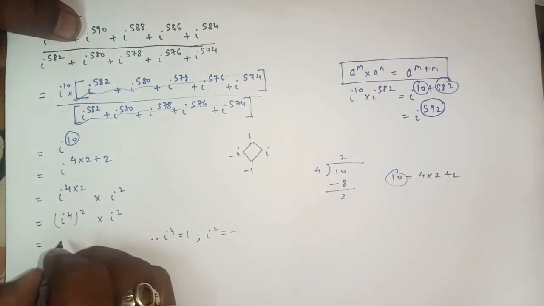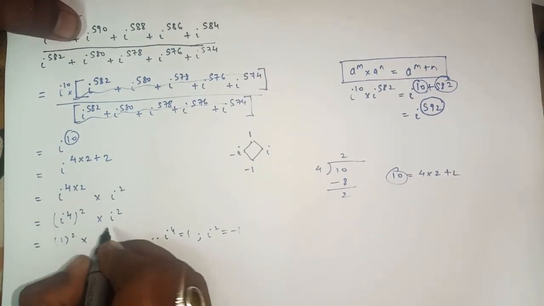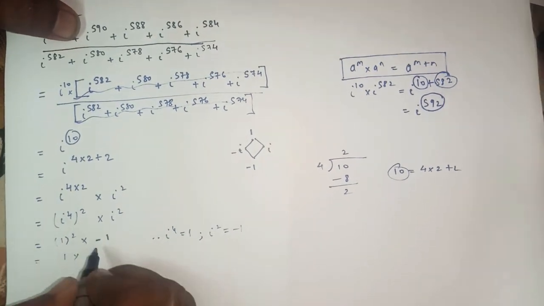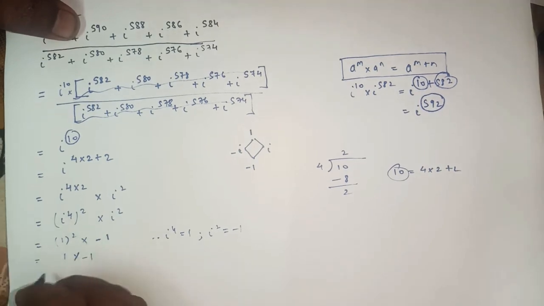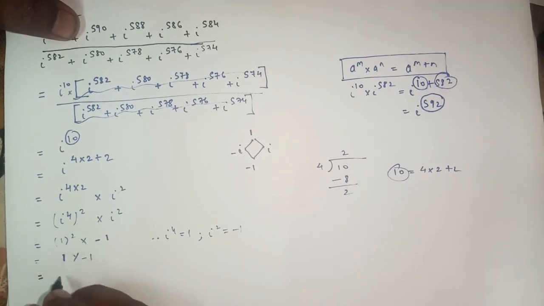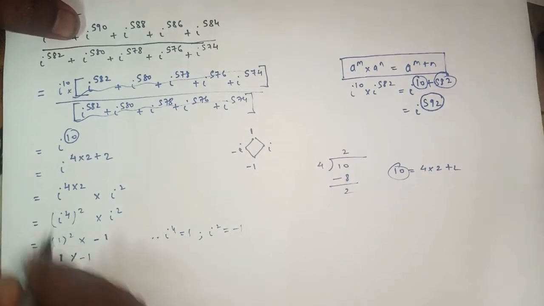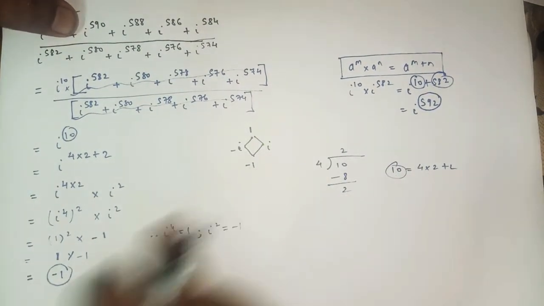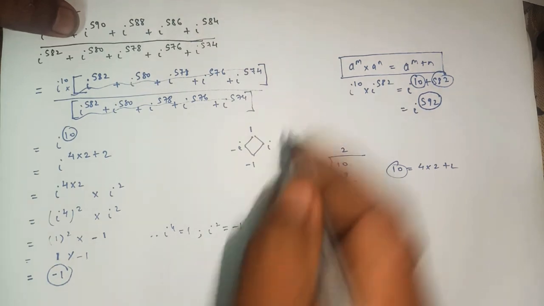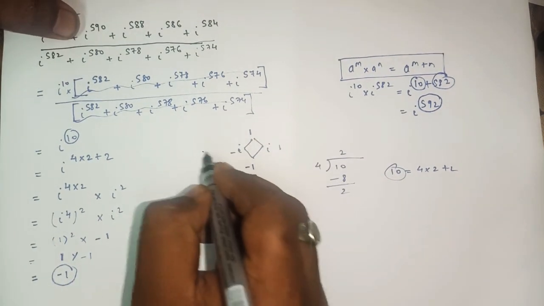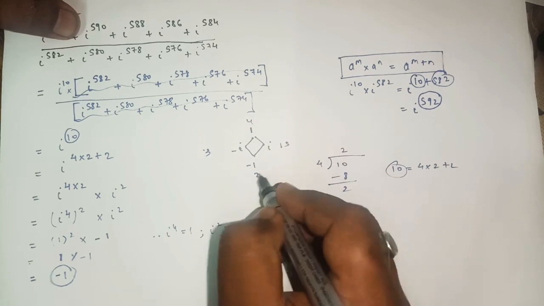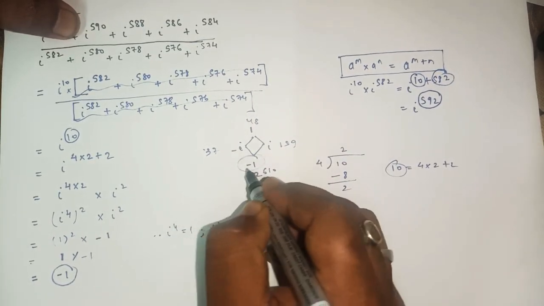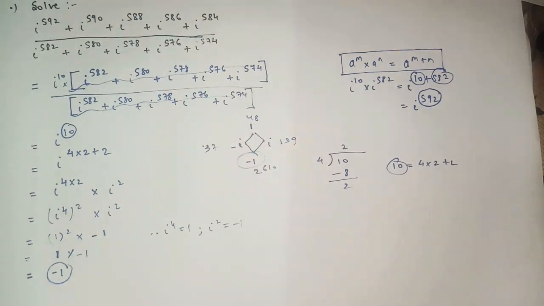So i raised to 4 is 1, the whole square, into i square which is minus 1. So 1 square is 1, into minus 1, you will get minus 1. So here we got the answer for this section, it is minus 1. By using this technique also we'll see whether we are getting minus 1 or not. So this is 1 2 3 4 5 6 7 8 9 10. Yes, still we are getting the same answer.